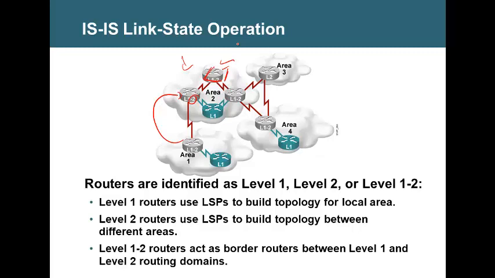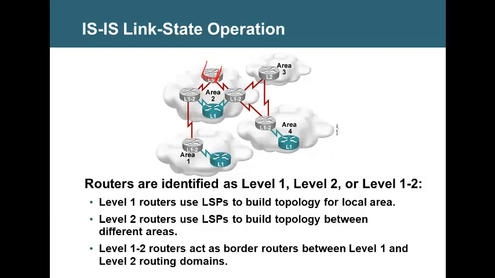And here also it won't be received. Then this router will never know about area 1. Likewise, this router will never know about area 4 and 3. Isn't it? Because there is only one L1 here.